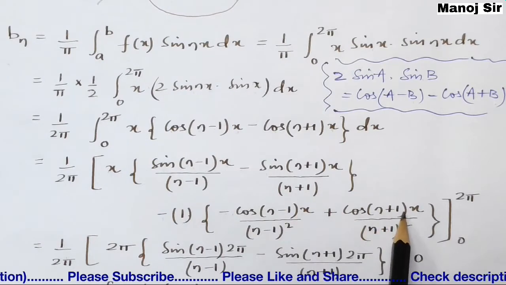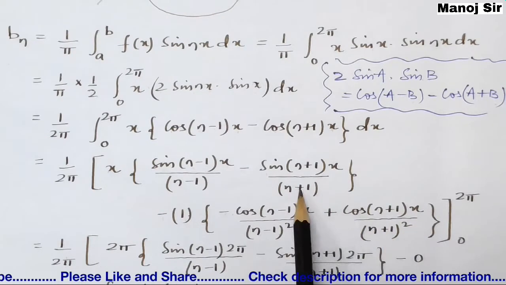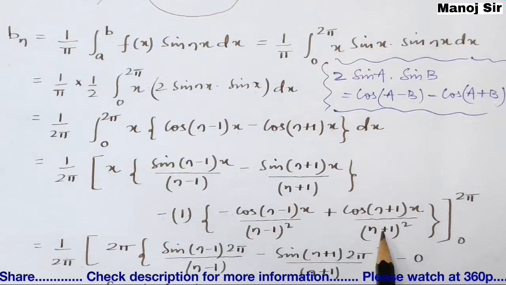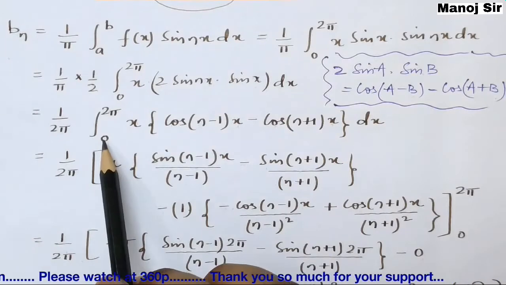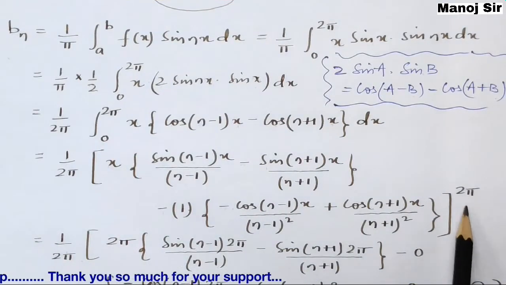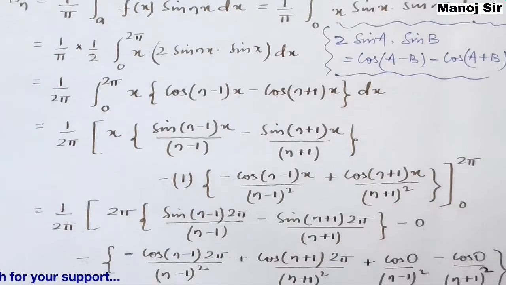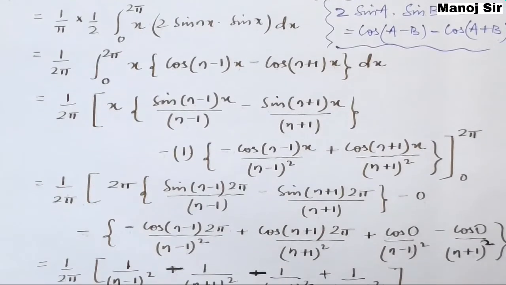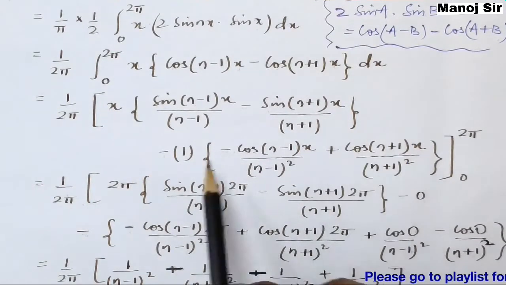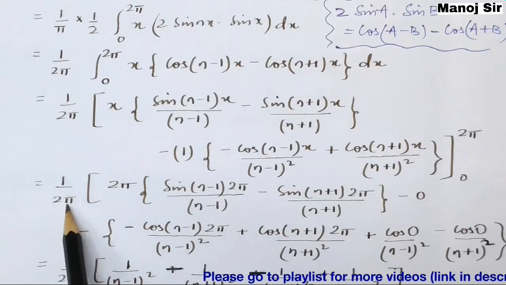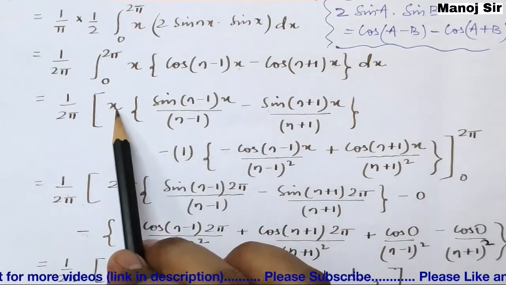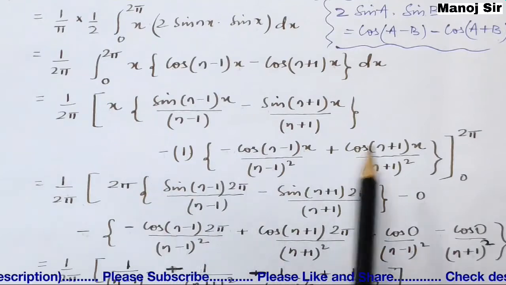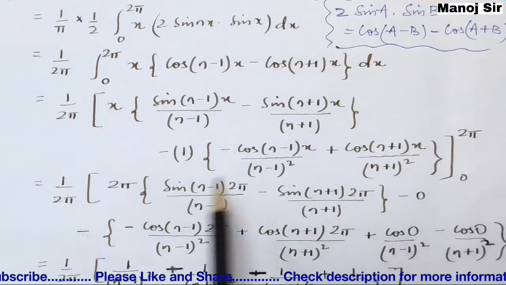Here we have cos of (n minus 1) times x upon (n plus 1). Here again we have n plus 1, so it is (n plus 1) whole square. The range is from 0 to 2 pi, so simply write 0 to 2 pi and put the limits. Here we have 1 upon 2 pi as it is. If you put the upper limit, it is going to be 2 pi; in place of x we need to write 2 pi only.